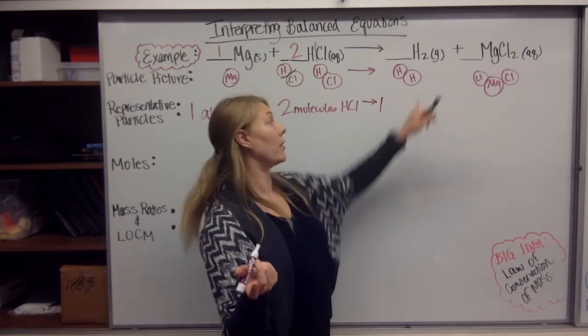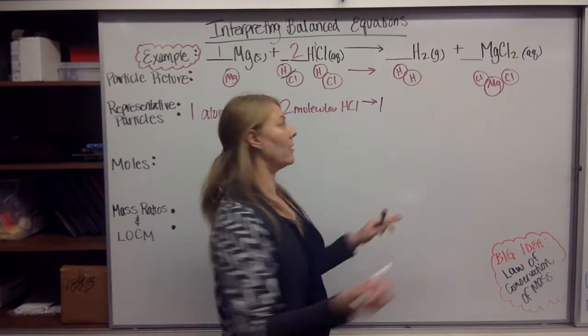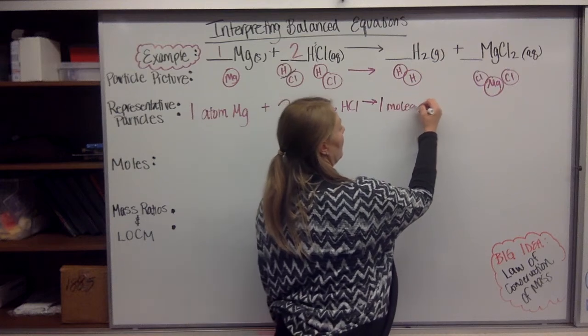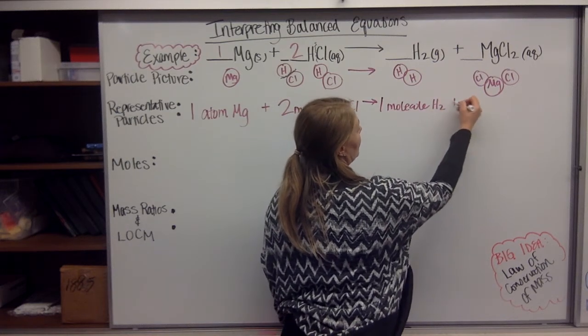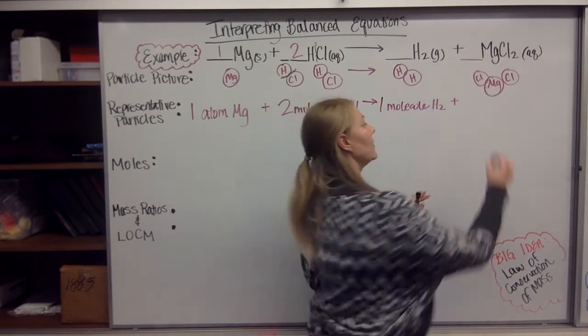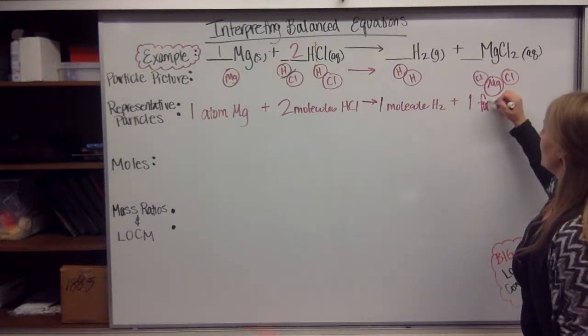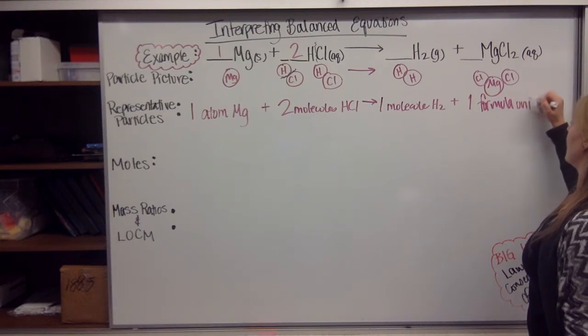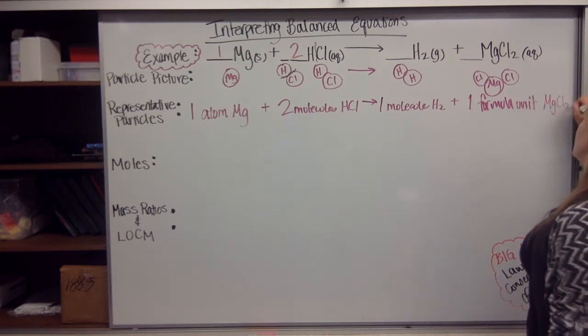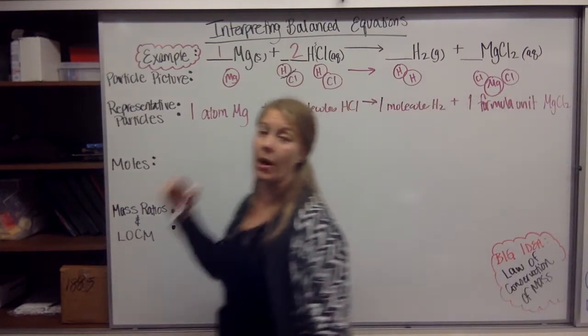Now over here, I have coefficient 1, so I only have 1. What's the representative particle for H2? There's no metal, so this is a molecule of H2, plus 1. Representative particle here, we have a metal, so it's a formula unit of MgCl2. Okay, there's the representative particles.